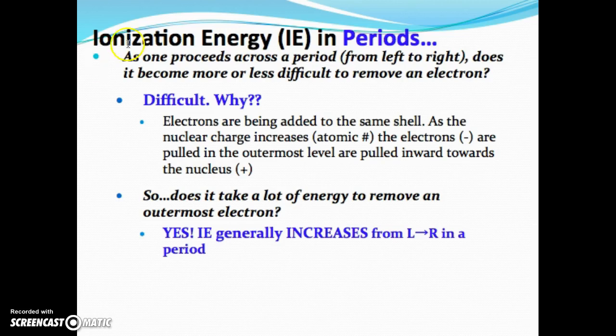As you go left to right across the period, it becomes more difficult to remove an electron. We talked about in the last video that as you're going left to right, you're adding more protons, the nuclear charge increases, and those electrons are being pulled in so tightly as we're moving across the periodic table. Since they're pulled in tight, it's going to be difficult to remove an electron. Since it takes more energy to pull it away, the ionization energy goes up. So ionization energy is how much energy it takes to remove an electron.